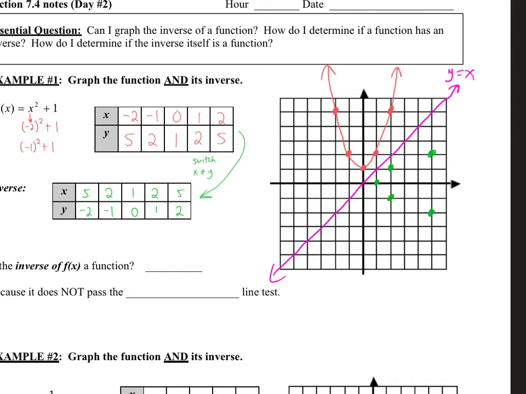You can see it's kind of a parabola that's on its side. It's been reflected over the y equals x line. And there's our inverse, okay?